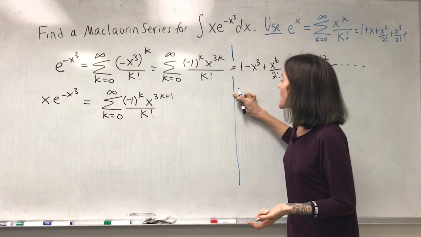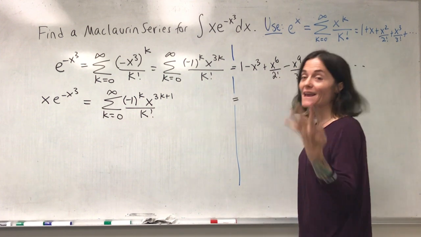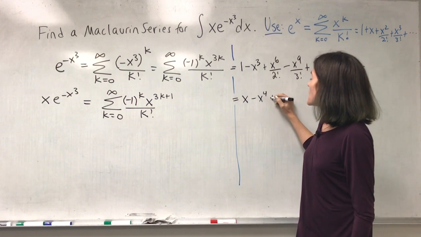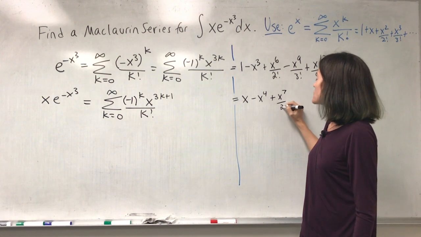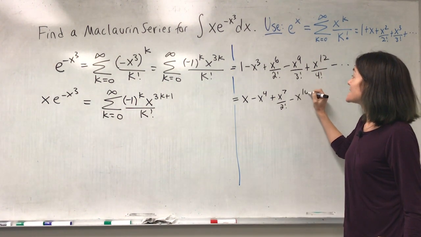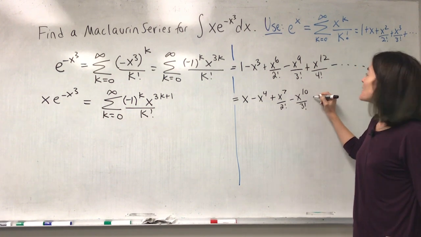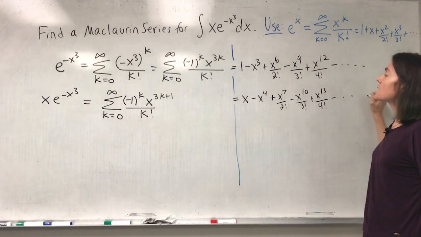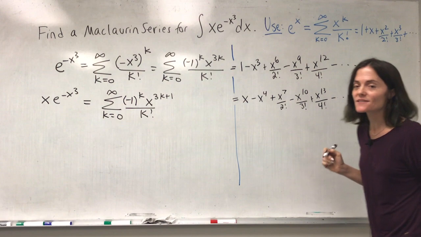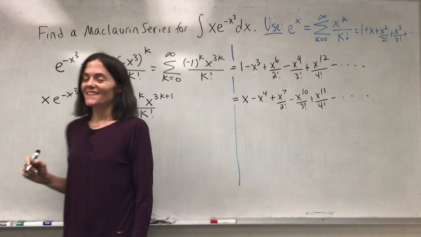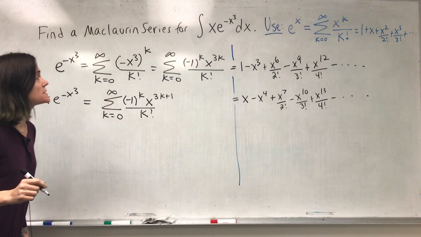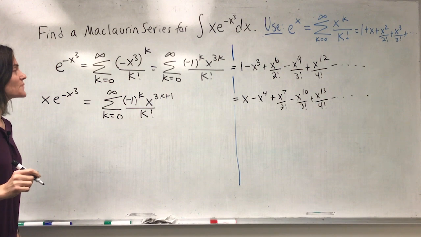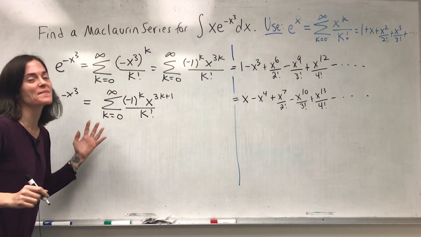What it does on this side, if you are a writing-out-of-terms type person, this becomes an x. This is minus x to the 4th. This is plus x to the 7th over 2 factorial, minus x to the 10th over 3 factorial, plus x to the 13th over 4 factorial, minus, and we'll continue. You see I have 5 terms. It's quite plenty here. Now we have a power series for the integrand, right? We have built it by composing, multiplying by a power.